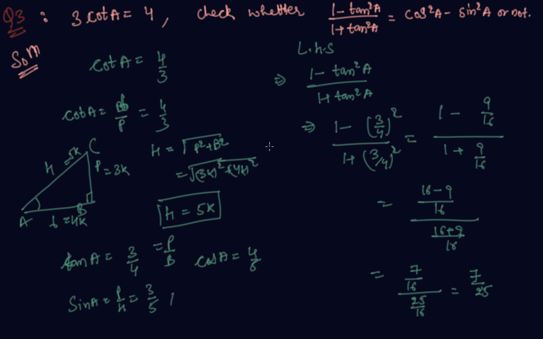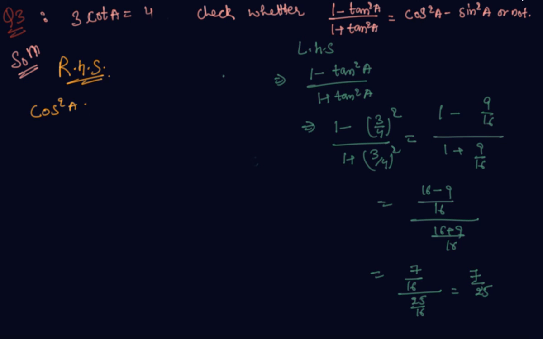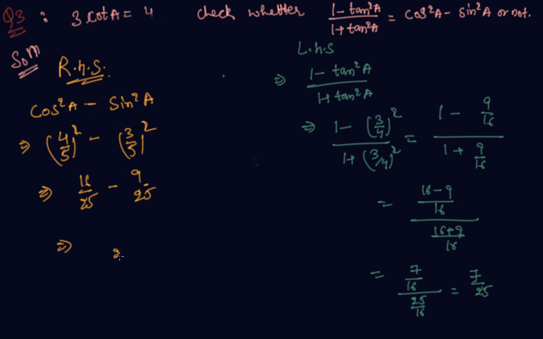And let me solve the RHS part also. Here it is the RHS, cos square A minus sin square A. So the value of cos was 4 by 5 whole square minus 3 by 5 whole square. So this is coming out to be 16 by 25 minus 9 by 25, which with LCM 25 is 16 minus 9, that is 7 by 25. So we are getting the value of LHS equal to RHS. This is the most typical example which comes through this formula.